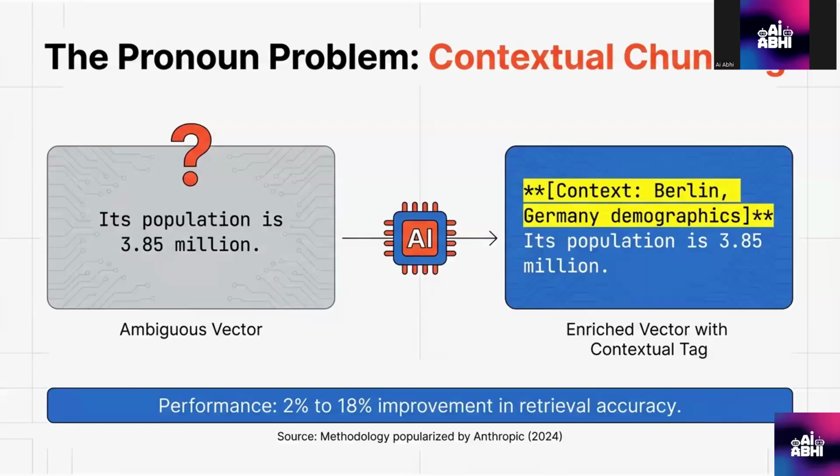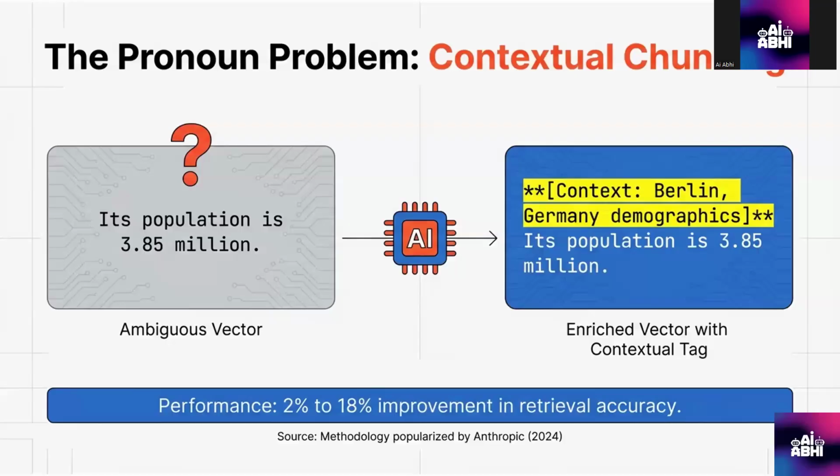So contextual chunking fixes this. After you split the document, you use an LLM to generate a short context summary for each chunk, something like: this chunk is about the population of Berlin, Germany. That summary gets prepended to the chunk before embedding. So now the embedding captures both the detail and the broader context. Research shows that this gives a 2 to 18% improvement in retrieval accuracy. It is one of the highest impact, lowest effort upgrades you can make to an existing RAG system.